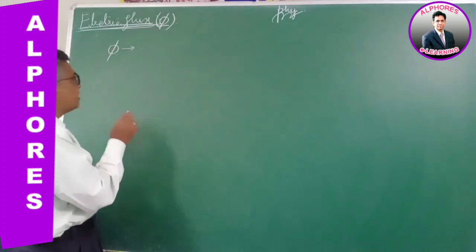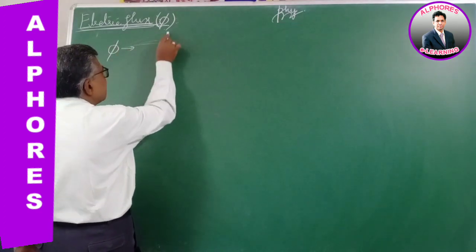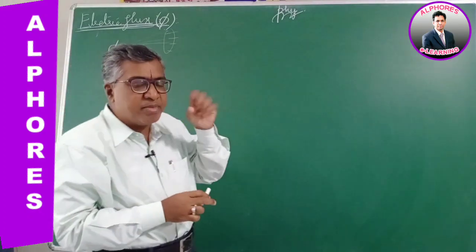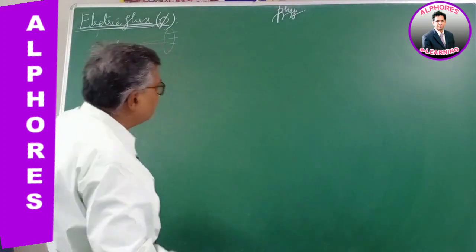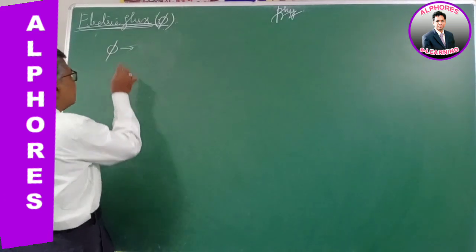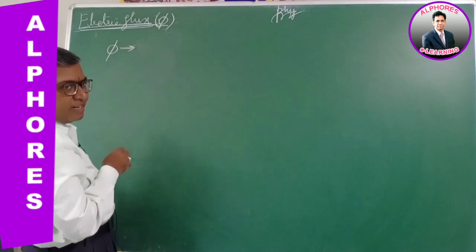You consider a particular space. How many lines of force are passing through that space? That measure, the number, is called electric flux. Now, how do you measure electric flux? Electric flux is measured in units. Units for electric flux.